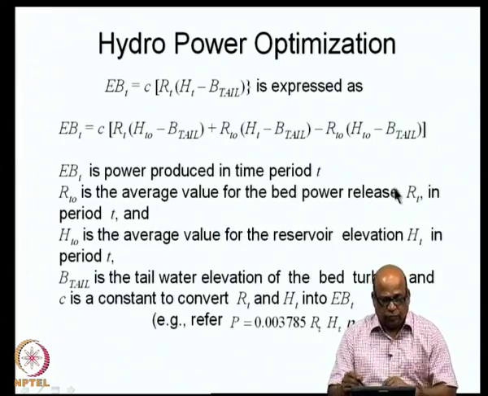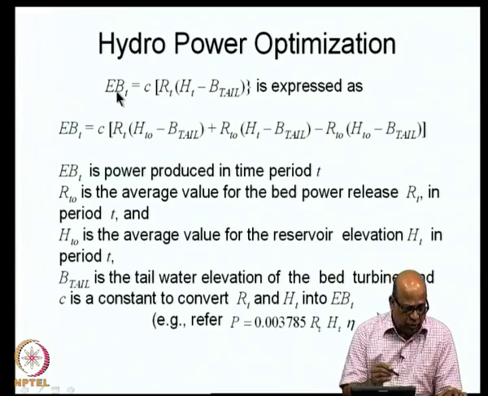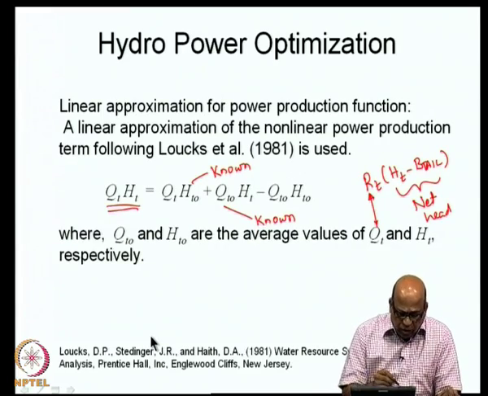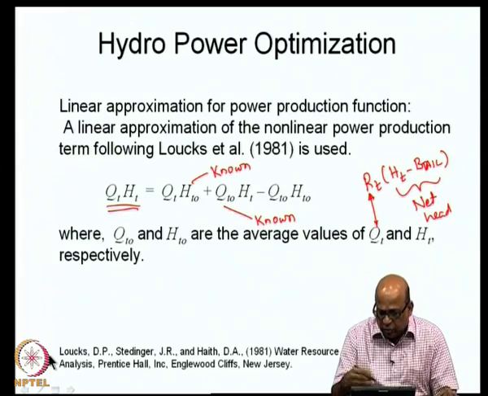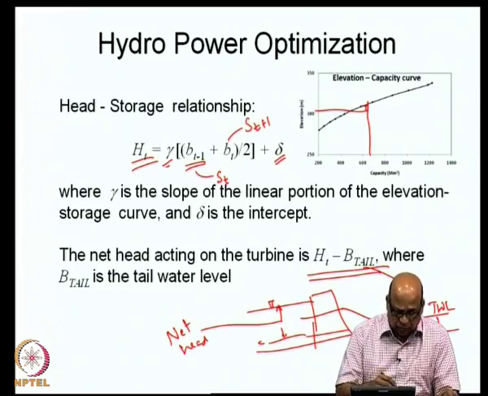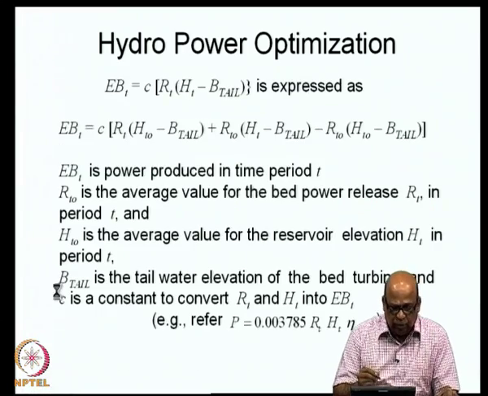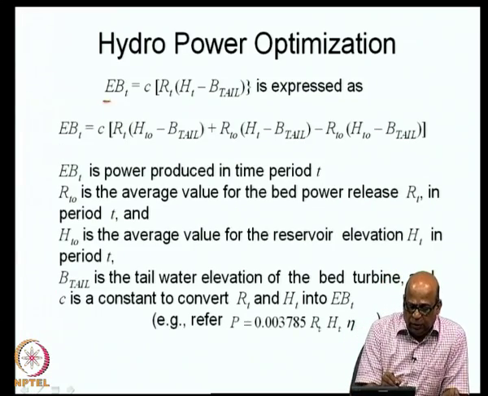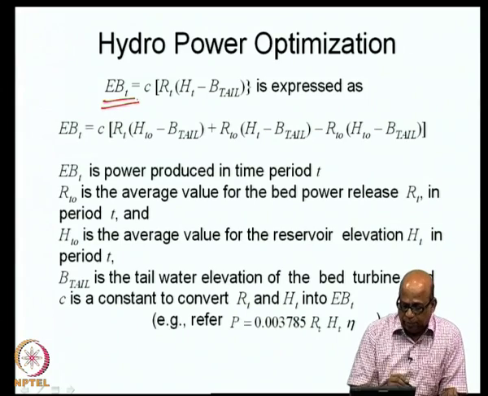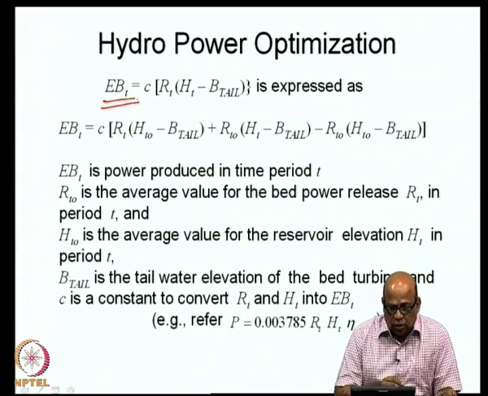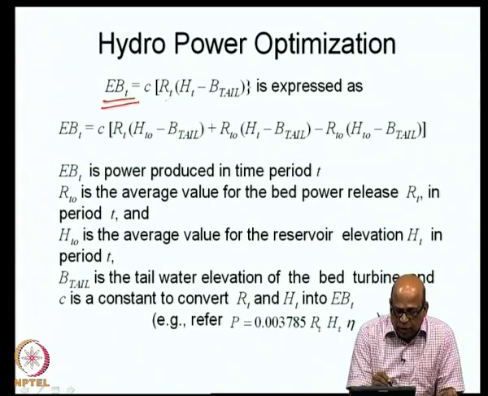All right. Now, we are writing EBT, a slightly cumbersome notation, but just bear with me for that, because there are several repetition of variables and therefore, we need to be careful about the notation. So, we will say EB naught now. EBT is the actual power that is produced, and that will be dependent on RT into Ht minus B tail.